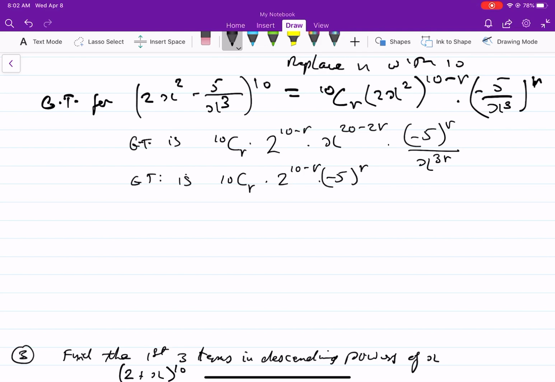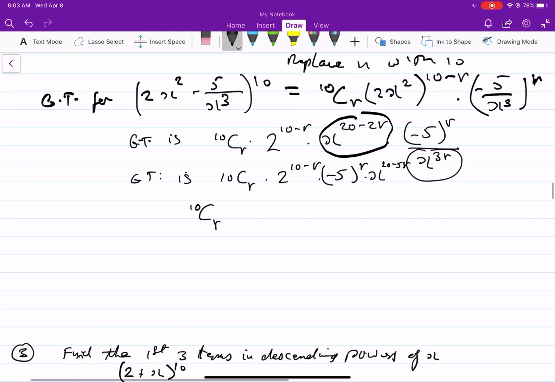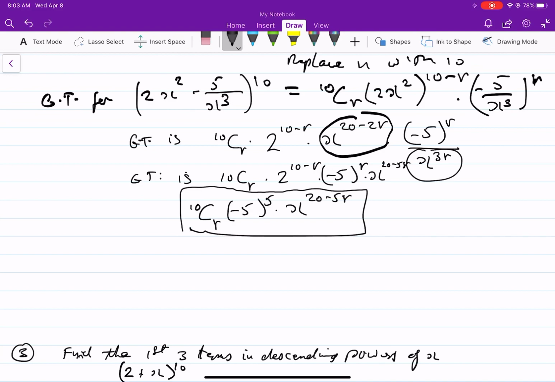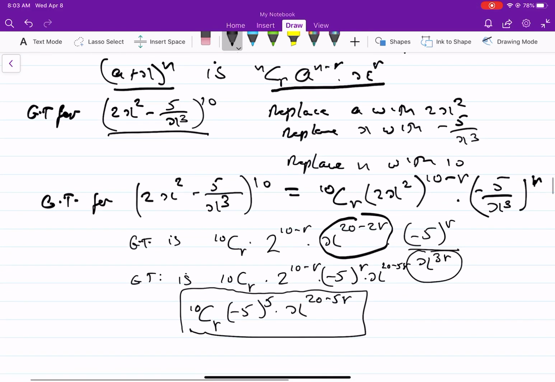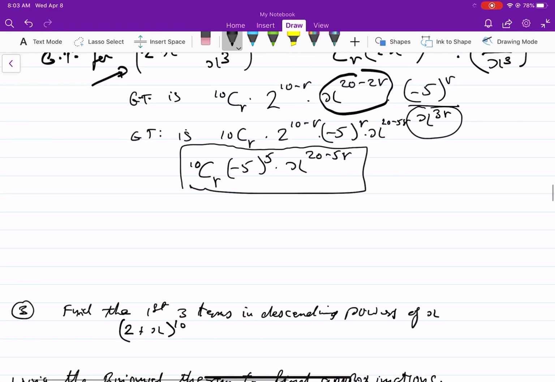And I'm going to try to merge the terms with x. I have x to the power 20 − 2r on top and x to the power 3r on the bottom. Well, that simply means I subtract the powers. Remember your laws of indices? So this would be times x to the power 20 − 5r. Let me write it a little clearer down here. 10Cr times (−5) to the power r times x to the power 20 − 5r. So that's the general term for this expansion.